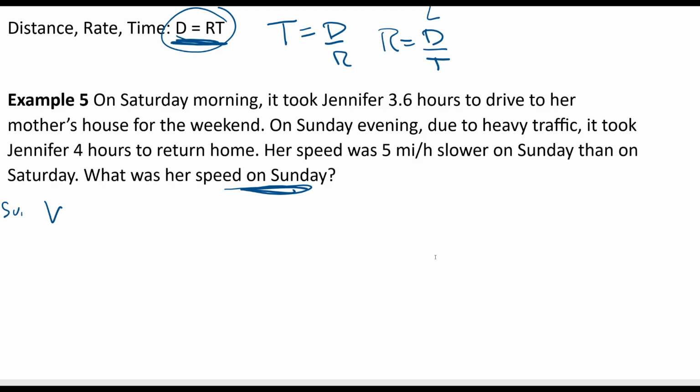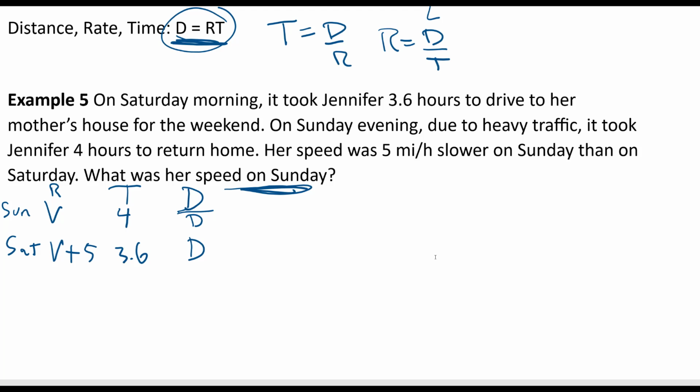So we have Sunday, we have Saturday. Saturday would be velocity plus 5. So Sunday is just velocity. And so that's our rate. Our time on Sunday was 4 hours. Time on Saturday was 3.6 hours. And we don't know the distance. Let's call that D. Now, that actually helps us a little bit because it's the same distance.